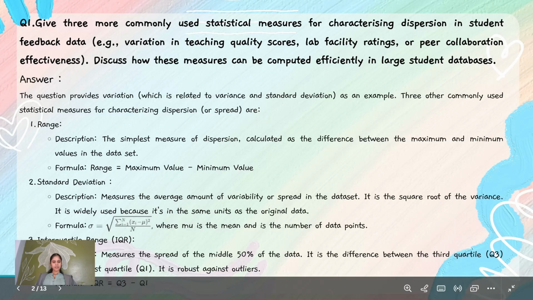The formula is as on the screen, where mu is the mean and n is the number of data points. And the third one is the interquartile range, IQR. IQR measures the spread of the middle 50% of data. It is the difference between the third quartile, Q3, and the first quartile, Q1. It is robust against outliers. And the formula of IQR is Q3 minus Q1.